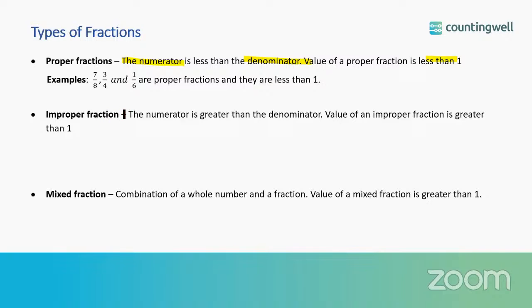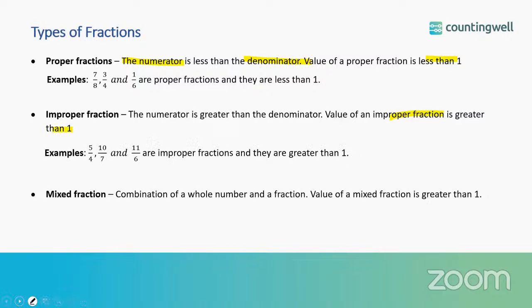What is an improper fraction? The numerator is greater than the denominator. So the value of the improper fraction is greater than 1. For example, we have 5 by 4, 10 by 7 and 11 by 6. These are improper fractions as they are greater than 1.